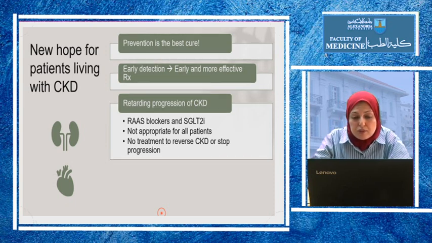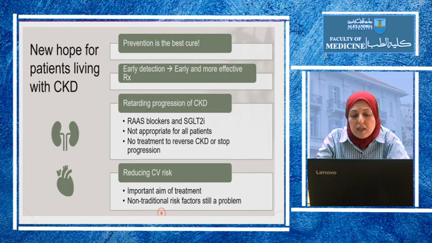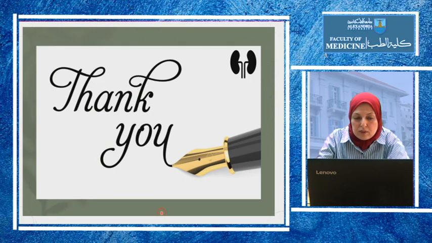Retarding progression is done by RAS blockers and SGLT2 inhibitors, but it's not appropriate for all patients, and no treatment can reverse chronic kidney disease. Reducing cardiovascular risk is a very important aim of treatment, and non-traditional risk factors are still a problem.